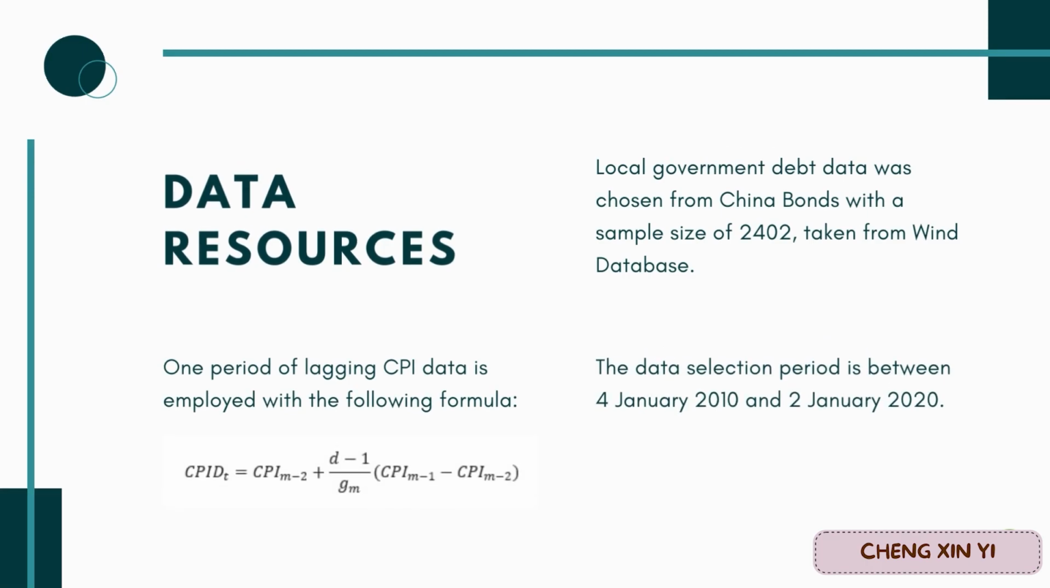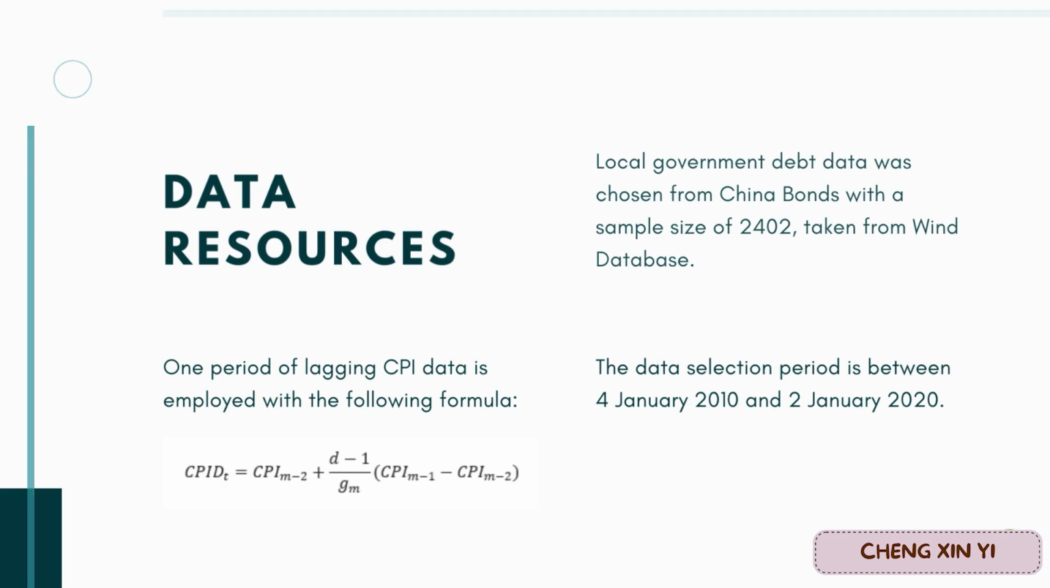Let's move to data resource. In this study, the local government debt data was chosen from China bonds with a sample size of 2,402 taken from WIN database. The data selection period is between 4 January 2010 and 2 January 2020. One period of lagging CPI data is employed with the formula shown in the slide.